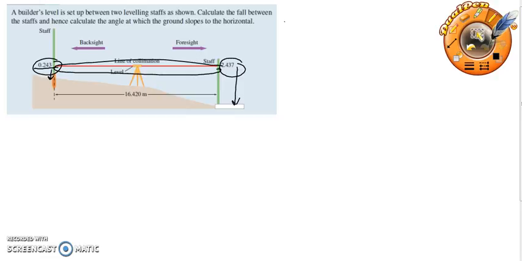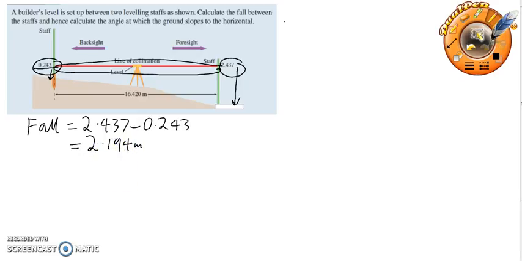And that's all I need to do for fall. So I can write fall equals 2.437, take 0.243. And when I put that in my calculator, I get my answer of 2.194 meters.